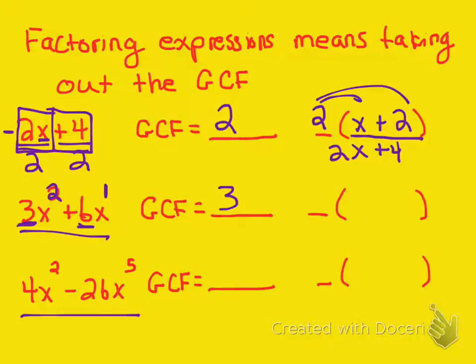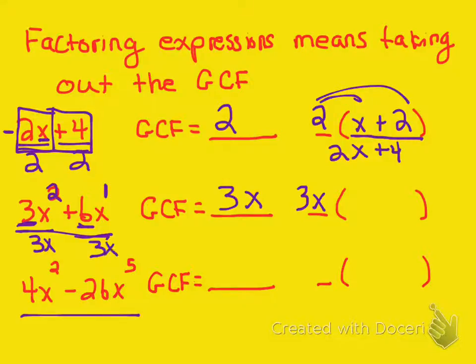So my greatest common factor is not just 3, it is 3x. So I'm going to take my 3x and put it on the outside. So now I divide both terms by 3. So 3x squared divided by 3.